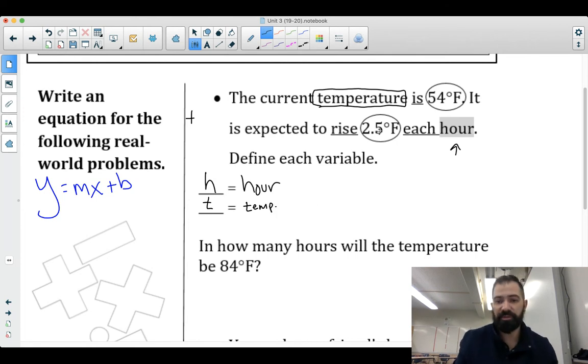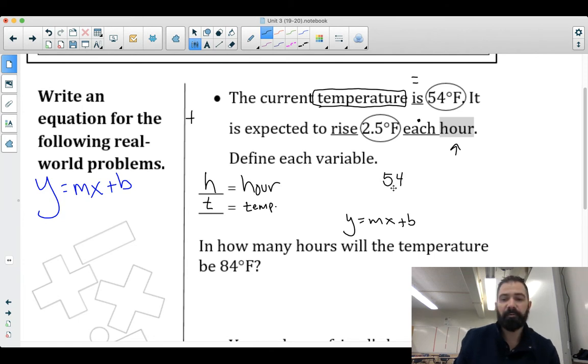As you notice, we have a couple things circled here. 54 degrees, 2.5 degrees. Is is underlined because is means equals. And each is going to be multiplication. So we defined our variables. Now we want to see what we have. We know at the end that we need y equals mx plus b, except we might be using different variables this time. So we know that we start at the current temperature, and that's 54 degrees.